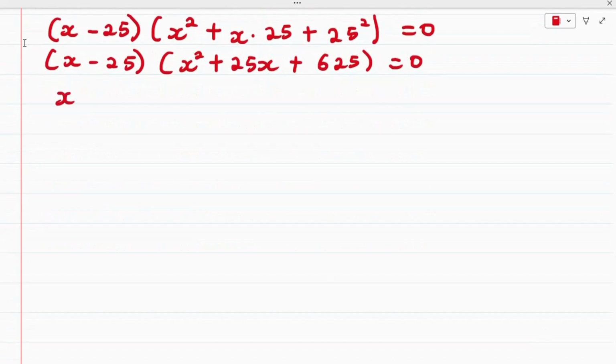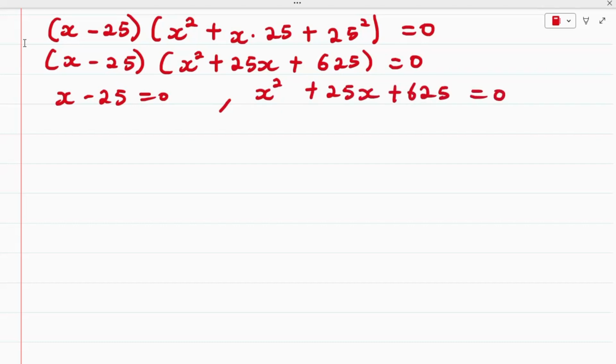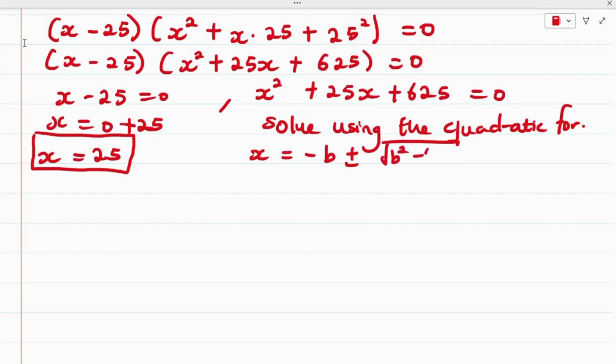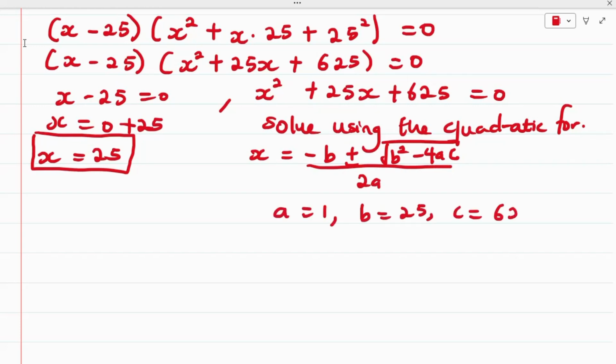So from here we have that x minus 25 is equal to 0, and x square plus 25x plus 625 is equal to 0. So x is equal to 0 plus 25, and x is equal to 25. So we have the first value of x right here. So to solve for this, we want to simply solve using the quadratic formula. So applying the quadratic formula to this, we have the quadratic formula to be given as x is equal to minus b plus or minus the square root of b square minus 4ac, divided by 2a, where a is equal to 1, b is equal to 25, and c is equal to 625.